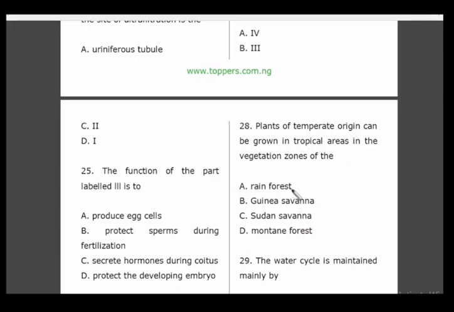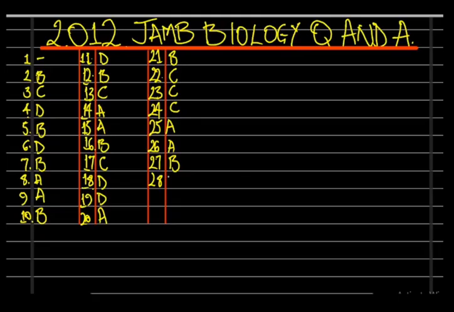The rainforest is in the southern part of the temperate zone. So also is the savanna. The rainforest is towards the southern zone or southern pole, and then the Sudan savanna is towards the northern pole. We also have the mountain forest, which is towards the southern pole as well. The only one that is found in the middle, where we have a temperate tropical region rather, is the Guinea savanna. The one that is found in an environment that has moderate amount of rainfall and sunshine is the Guinea savanna. So that is our answer. Option B is the answer to question 28.